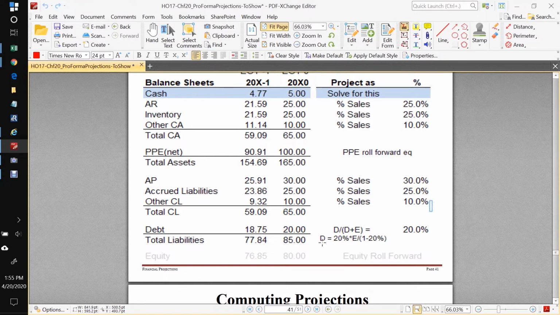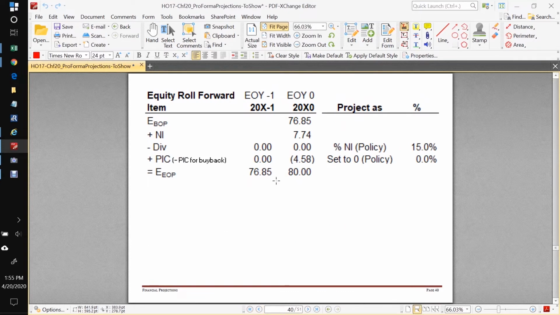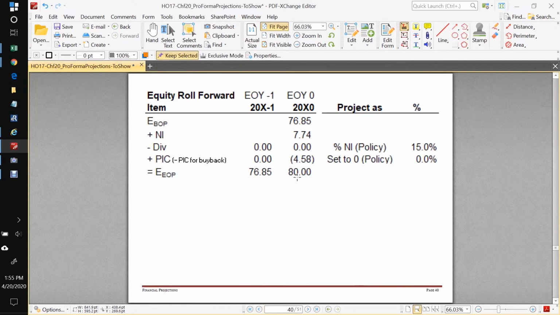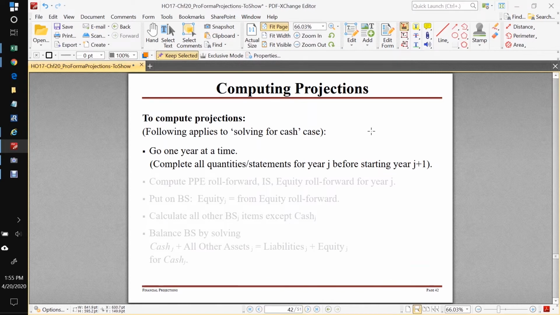So again, after a little bit of algebra, which is in the notes a few pages up, we're going to be able to say that the debt in year 1 is 20% times the equity divided by 80% of equity. And we'll be able to do that because we will have already computed the equity for the end of year one up here in our roll forward equation. So that's not going to cause us any problems here. Okay, and we get that equity, that 80, again from right up there. So now we're ready to go ahead. We know exactly how we're going to project everything. We're ready to go ahead and do it. So let's do this thing.